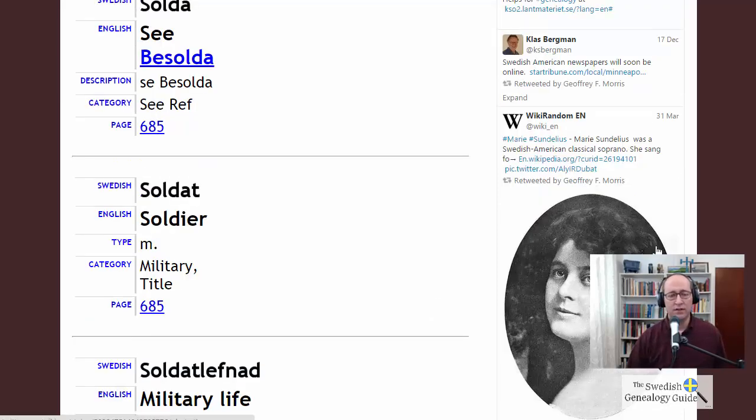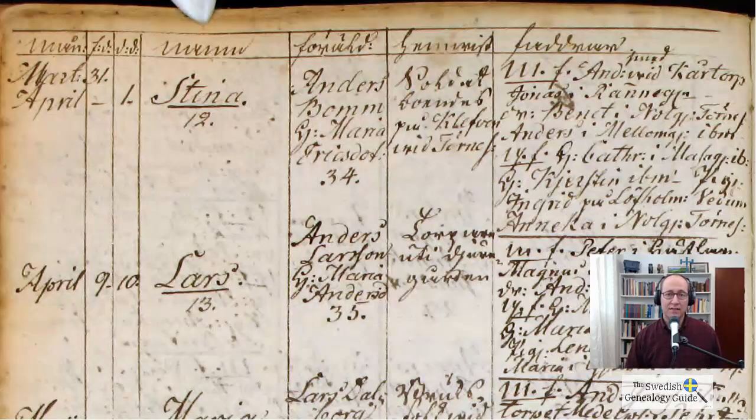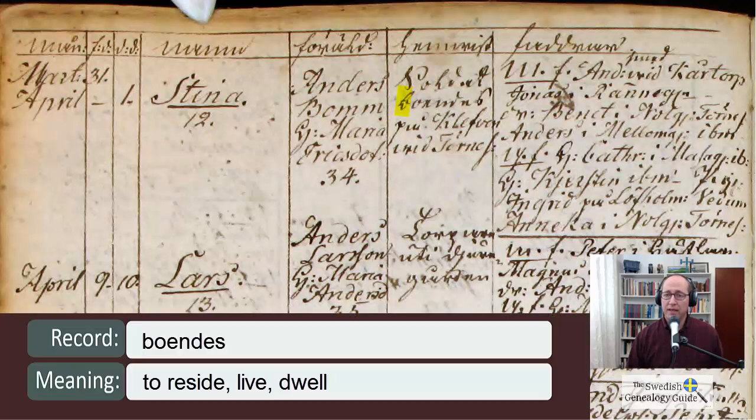And so here we see the word soldat, which means soldier. So the dad's occupation is he's a soldier, and that's why he has a non-patronymic name of Bom. So let's go to the next word in that column. So it is the word B-O-E-N-D-E-S, Boendes, and that's referring to where these people are residing.